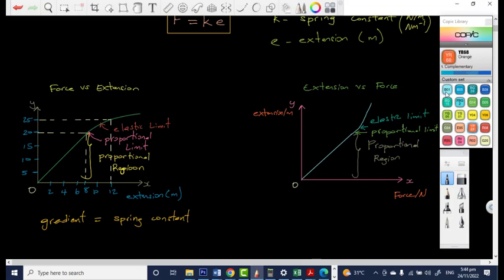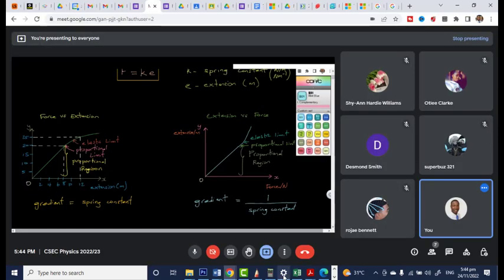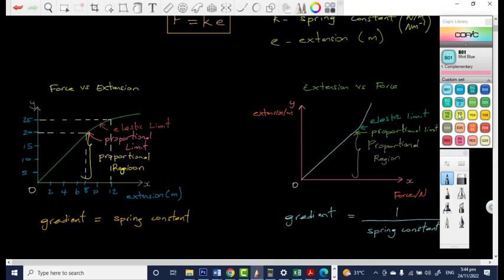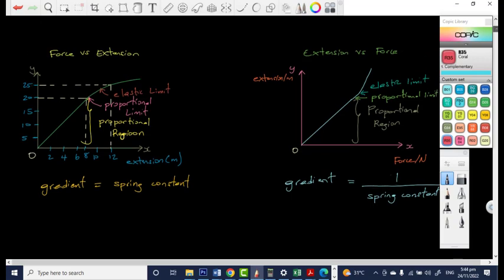However, if we plot a graph of extension versus force, our gradient will be equal to the inverse, or 1 upon the spring constant. So what we'll have to do now is transpose our formula in order to find the value for the spring constant. All right, so that's that. So let's continue. Now that's our two graphs.